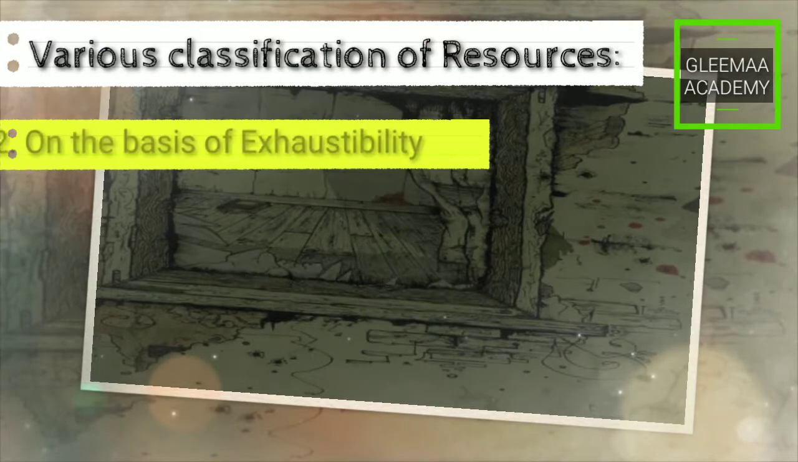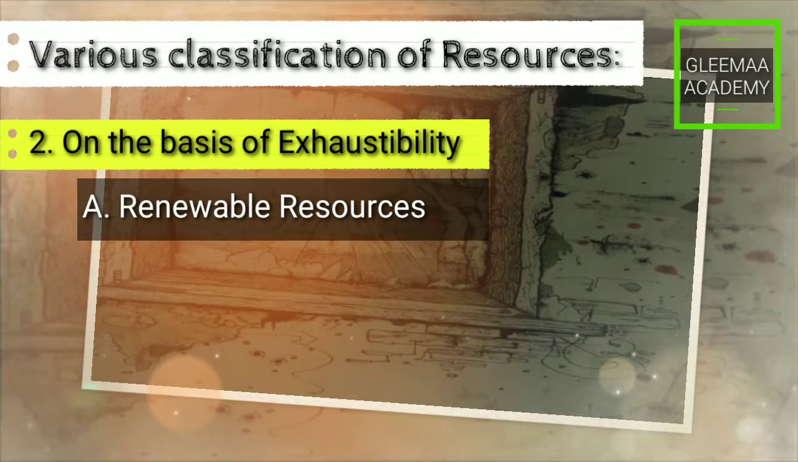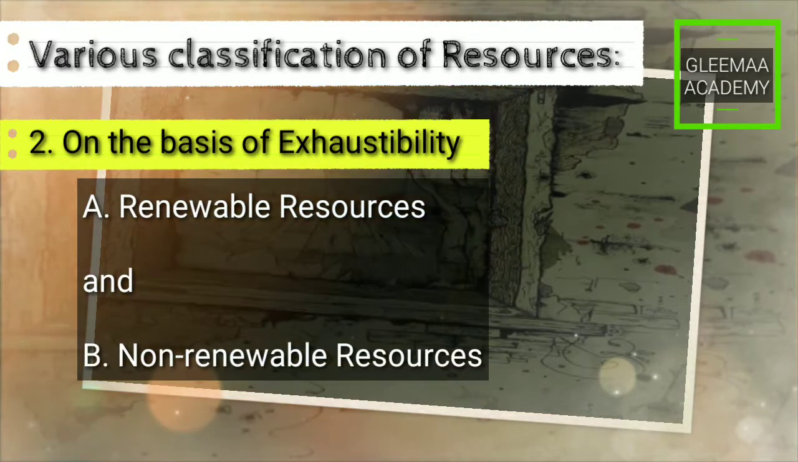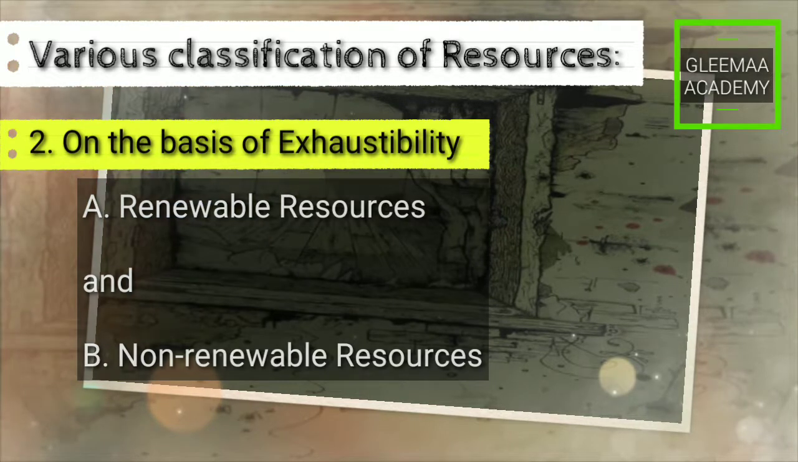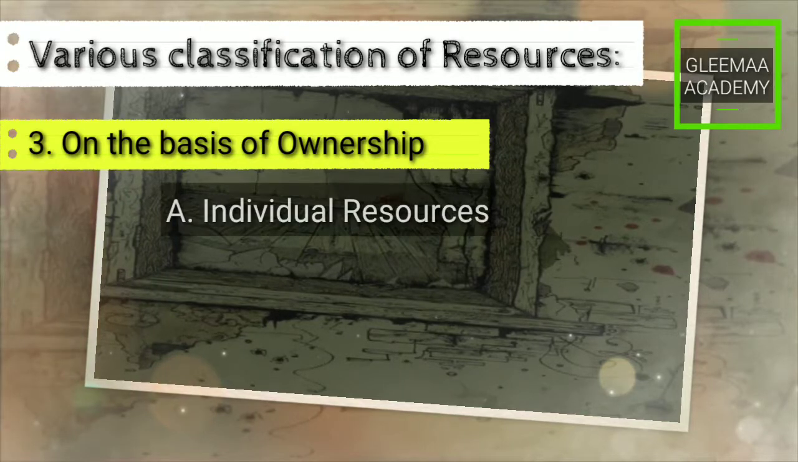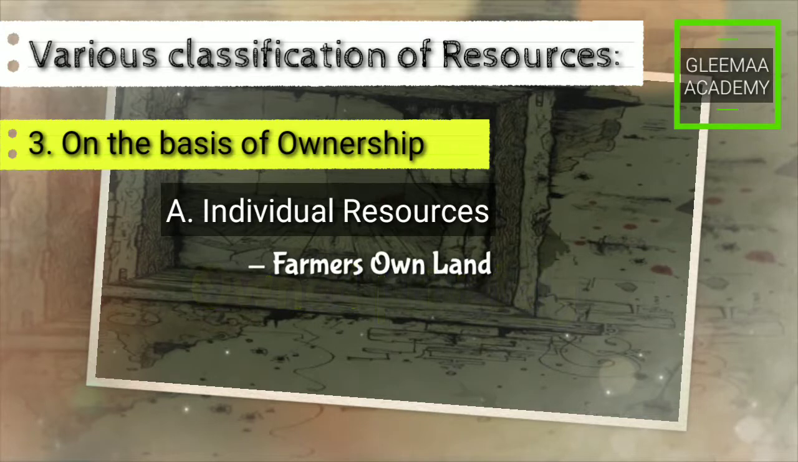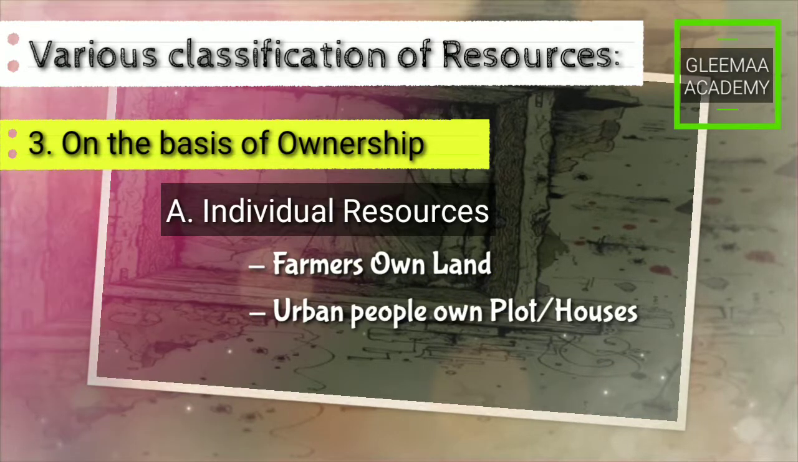Number 2, on the basis of exhaustibility, resources can be classified into renewable resources and non-renewable resources, which we have already discussed. Number 3, on the basis of ownership, resources can be classified into A. Individual resources, which are owned privately by individuals. For example, many farmers own land, or urban people own plots, houses, and other properties.